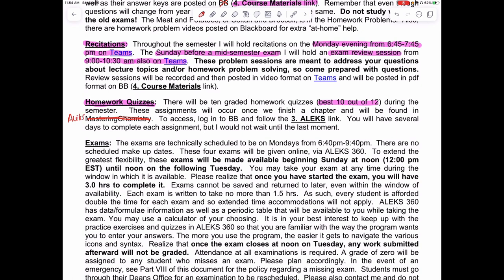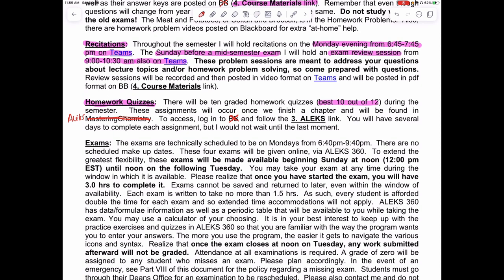These assignments will be found on Alex, not Mastering Chemistry. I apologize, that's kind of the old school way of going. So we'll be talking about Alex again in a segment video that'll be later. But basically, we'll access that through Brightspace and follow the Alex link. Again, another video coming our way to navigate Brightspace. But you will have basically about a week to complete each homework quiz. You have a number of attempts, I believe 3 attempts to finish the quiz.